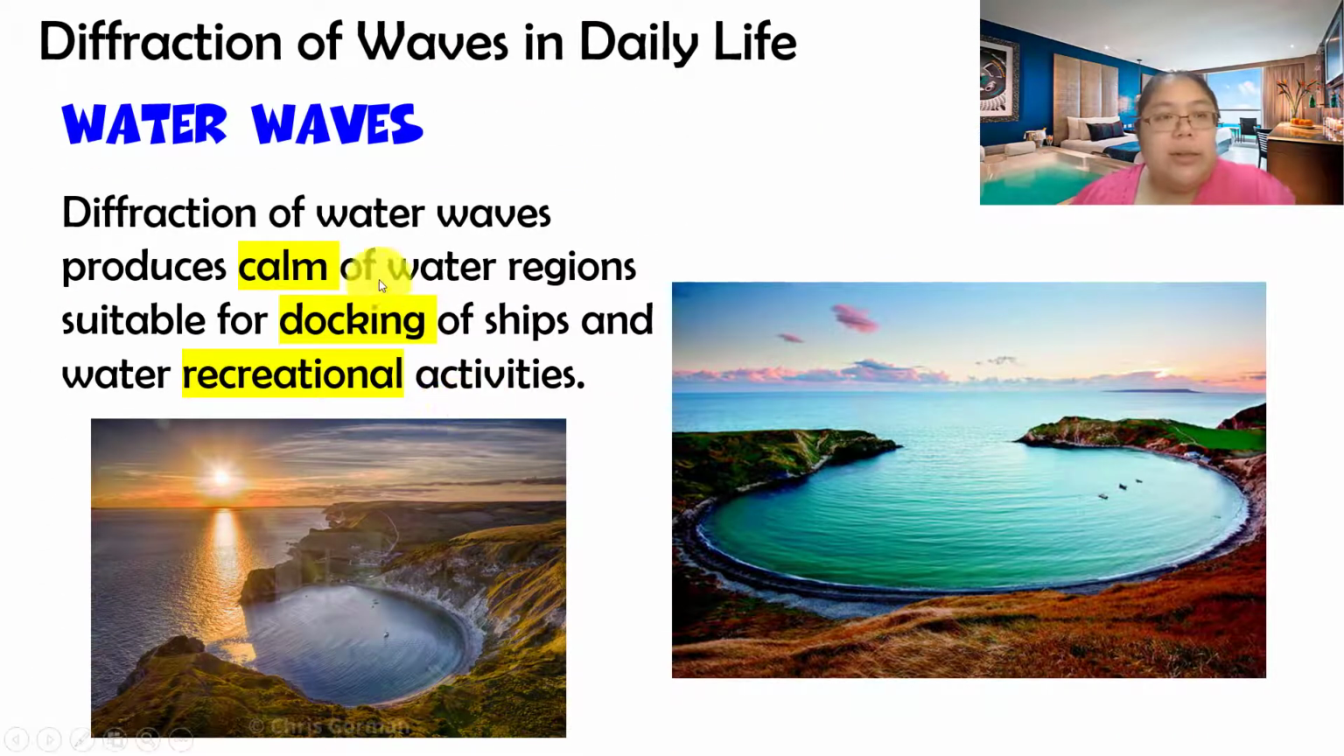Okay, so let's see some examples of diffraction in daily life. First one, the diffraction of the water wave. It produces a calm region, because after passing through, the amplitude becomes less, so the energy becomes less, and the water becomes more calm. After that, it is suitable for docking of ships and also water recreational activities. So normally they create this as a jetty. We build a jetty so that all the ships can park here.